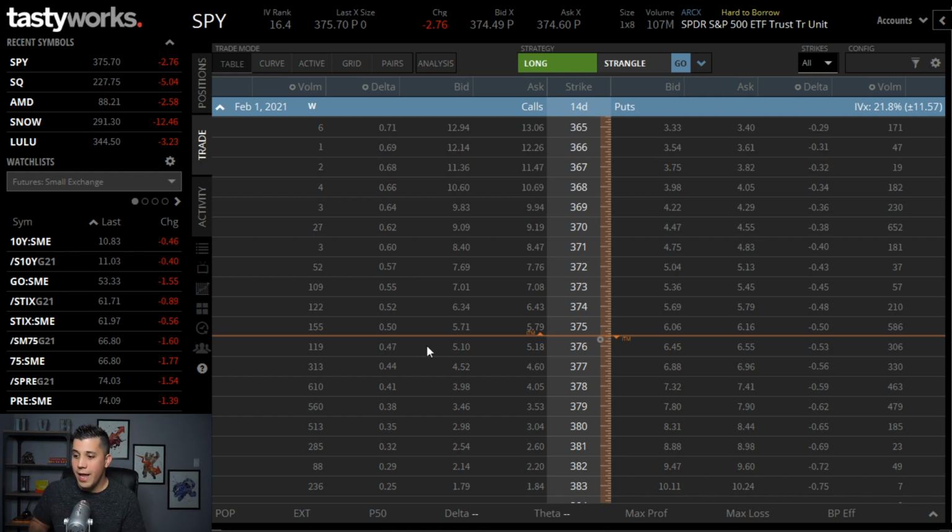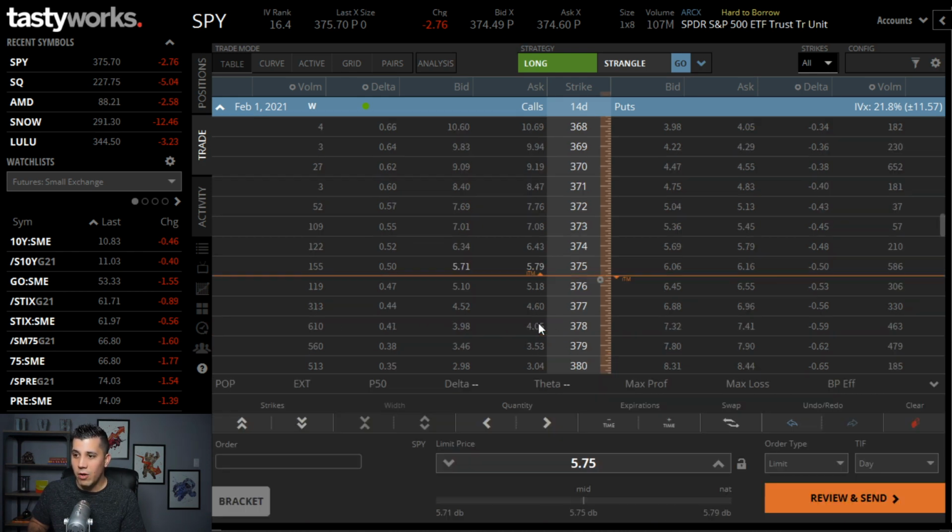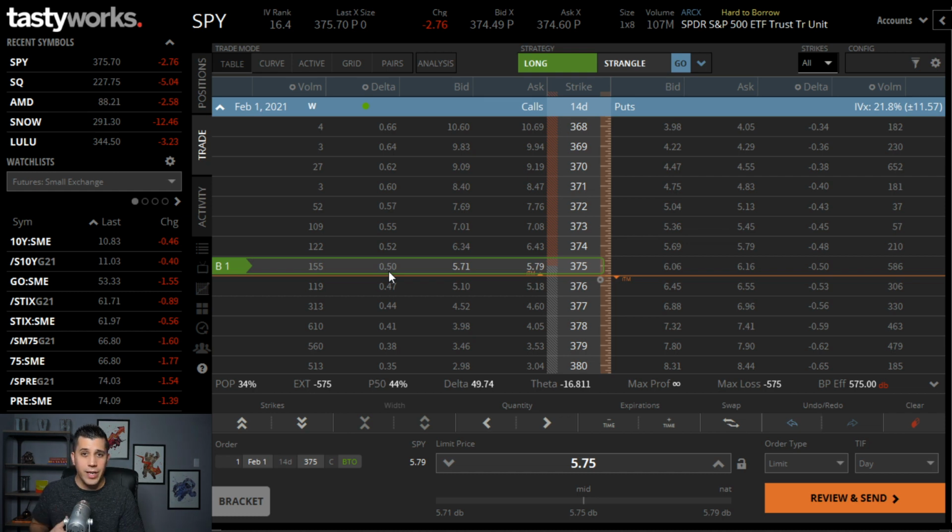So what I look at is delta. I rely on 50 delta. I like to trade the 40 to 50 delta range. You're like, hey, what's delta? Delta measures the amount the option price will change whether the stock goes up or down $1.